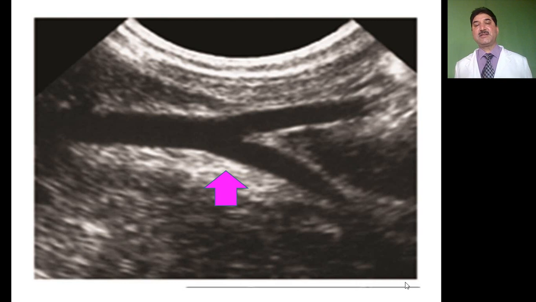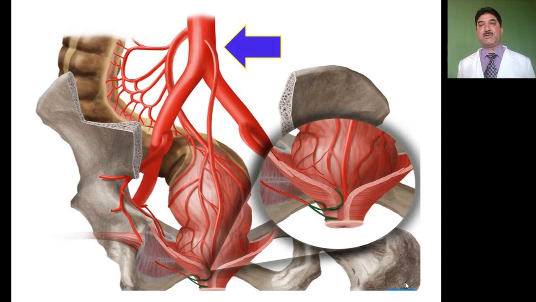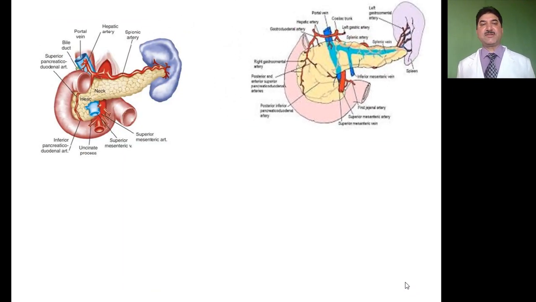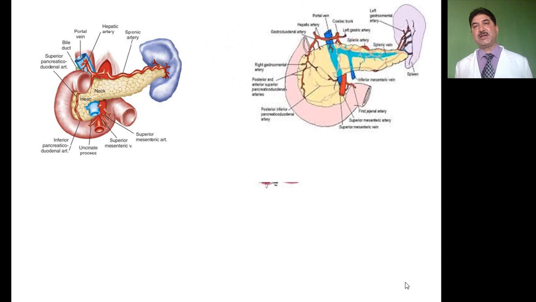Abdominal aorta divides at the level of L4 into right and left common iliac arteries, which can be picked up by the ultrasound as shown in this diagram. So abdominal aorta divides into right and left common iliac arteries. Now going to the pancreas. Pancreas is divided into uncinate process, head, neck, body, and tail.